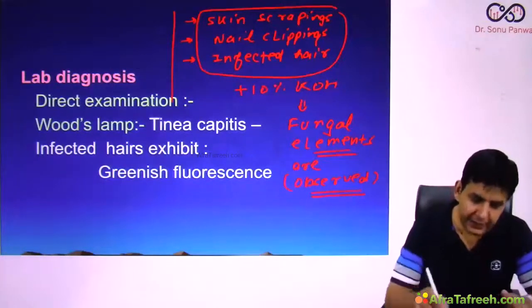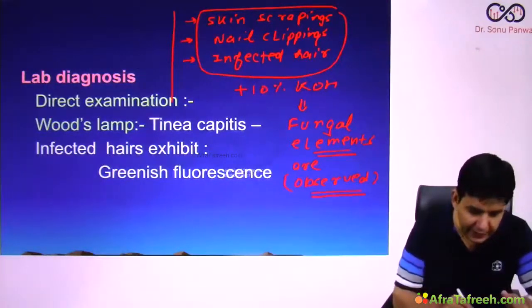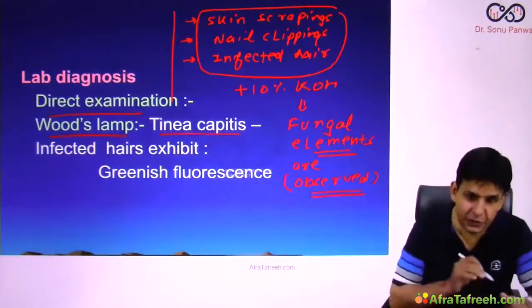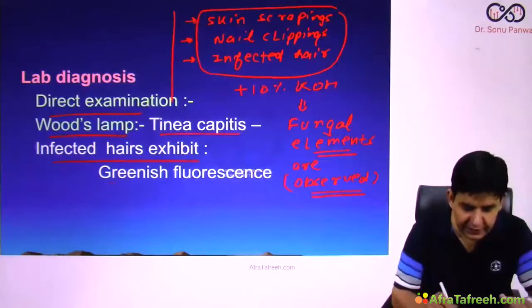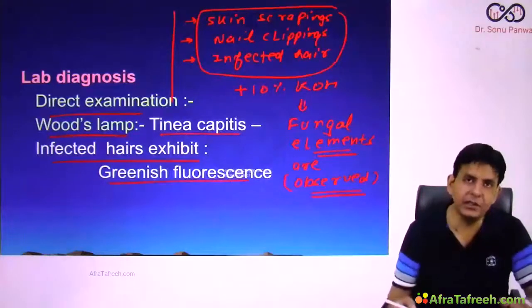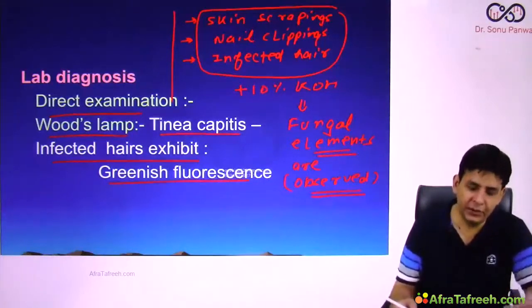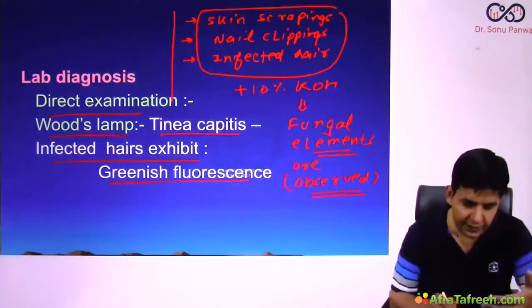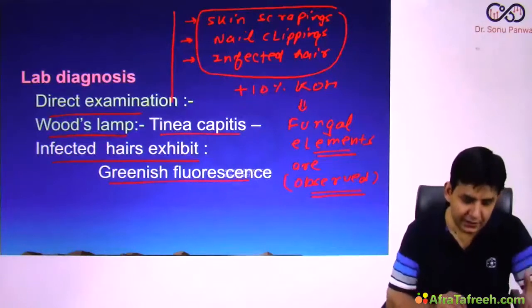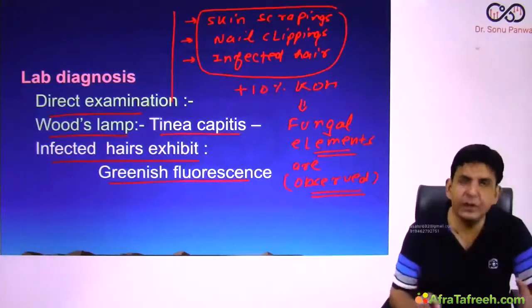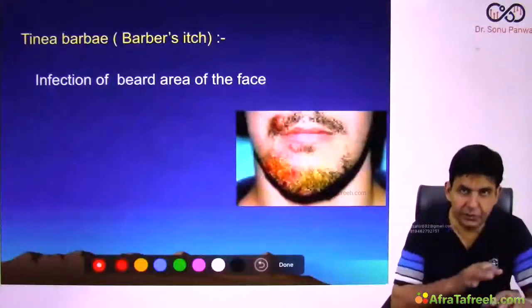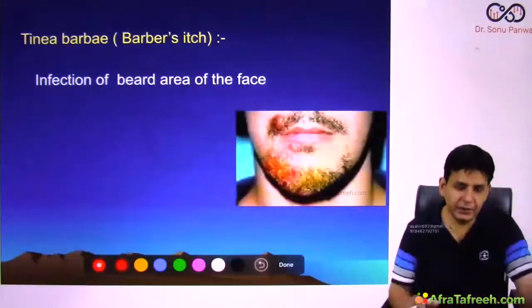Okay, other than this, what you can do, direct examination you can do under Wood's lamp. Like this tinea capitis which you have talked about, these infected hairs, they exhibit what? Greenish fluorescence. So that is what I have told you. Either you go for this particular one, okay, or you just pick up these things and you put them into Wood's lamp and it will show what? Greenish fluorescence. Okay, so just to give you an idea of what you do in that.